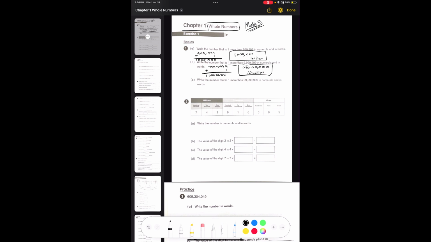So we have 99,999,999, and we're looking for one more again. As we've already seen, we don't need to just add one. We can just take this, convert this to all zeros, and add 1 in front of it. So we have 100,000,000, or 100 million.